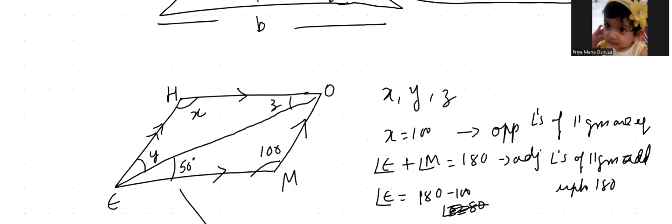Something like this you can expect, where I can give you a parallelogram or any quadrilateral and you have to use the properties of that quadrilateral or that parallelogram. In a parallelogram, we know the diagonals bisect each other. Adjacent angles are supplementary. Opposite angles are equal. Okay. So up till here, I think things are clear.